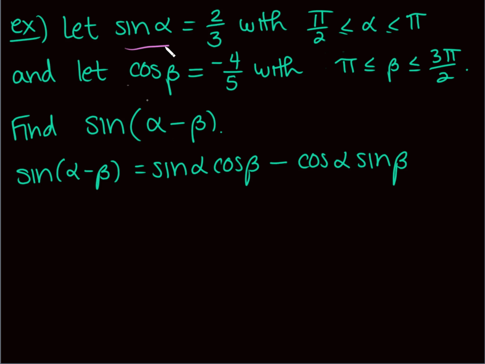What are some things we know? We know sine of alpha, so we know this one right here. And we know cosine of beta, so we know this one right here. So what do we still have to find? We still have to find cosine of alpha and sine of beta.